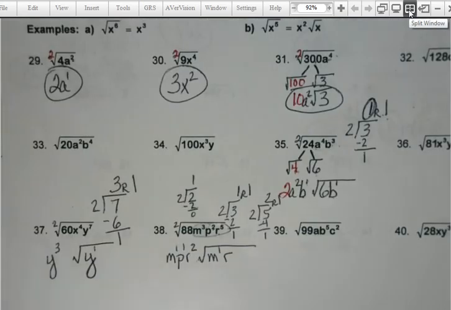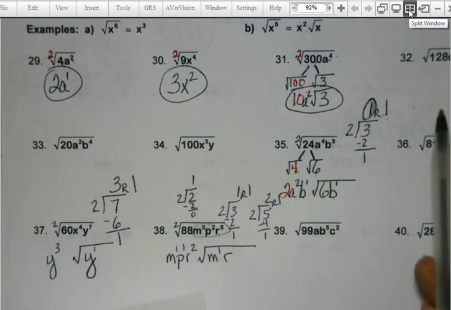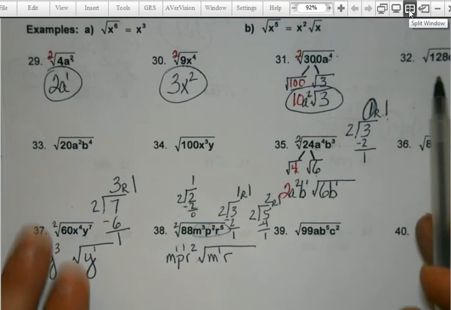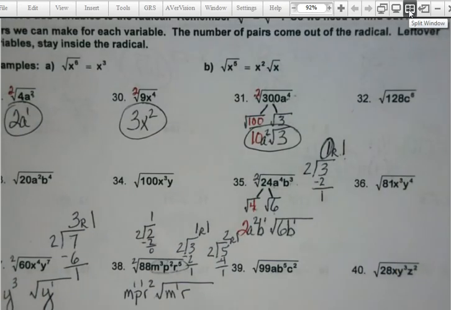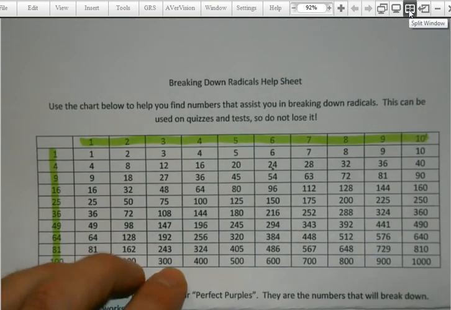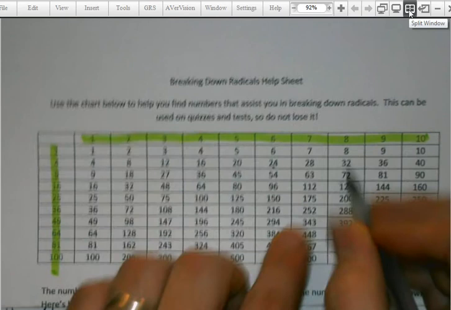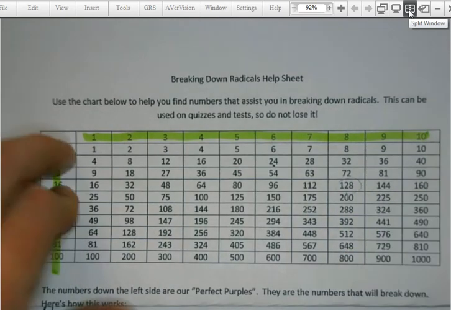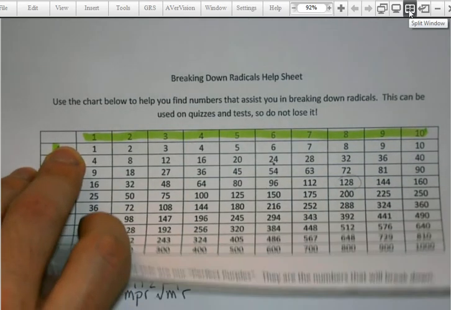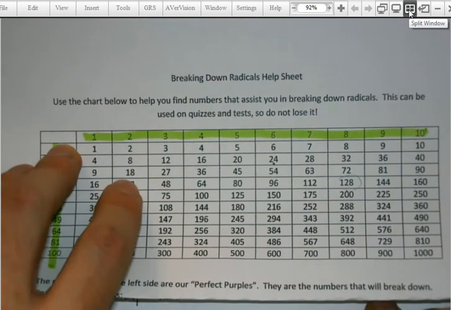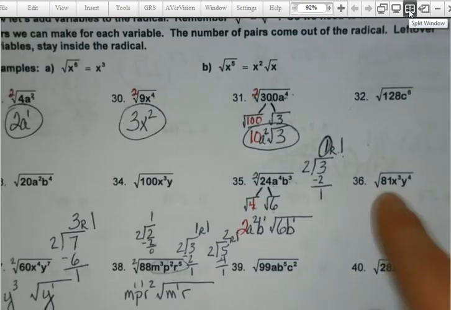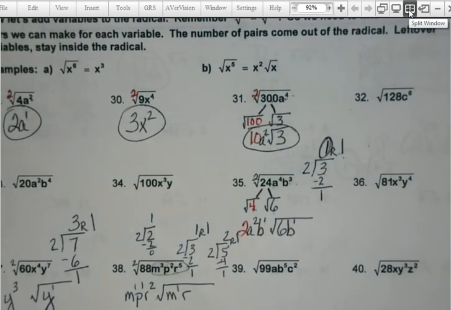Or like if I was doing, let me find another one here. If I was doing, okay, let's say I was doing this 128, and I have no clue what comes up to 128. So then I brought this chart back up, and I'm like, all right, let's see. Ooh, there's 128. What is it? It's 8 times 16. And then I can break it down. This chart's to help you figure out what two numbers do I multiply to get the number underneath. It's just kind of a cheat sheet in that way.